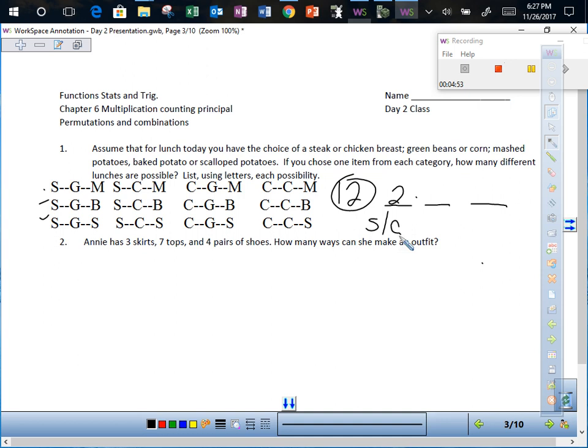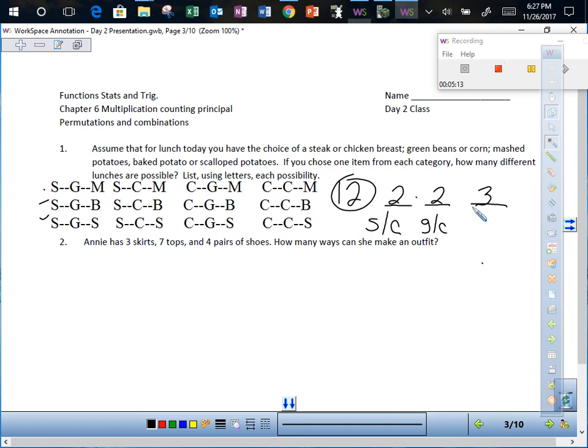Now let's move to the next category. You could have green beans or you could have corn. Another 2 choices. So you're going to hear the word choices a lot. Now, let's come back down to the potatoes. Mashed potatoes, baked potatoes, scalloped potatoes. There's an additional 3 more.